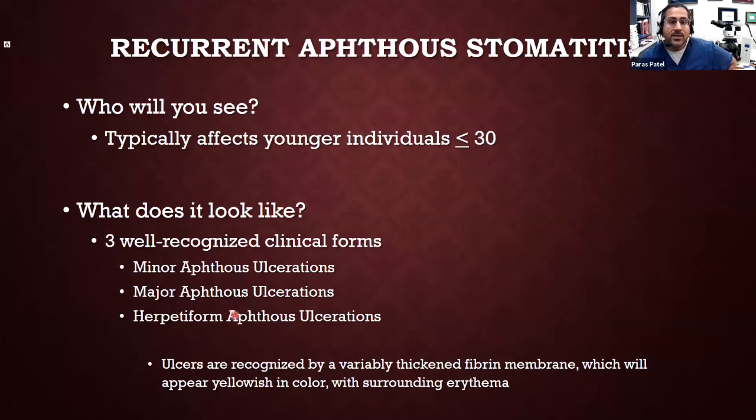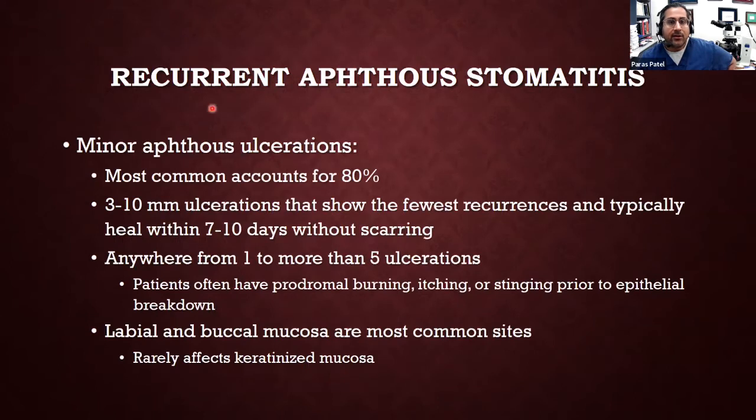There are 3 clinical forms that we see this in: minor, major, and herpetiform. Ulcers are recognized by variably thickened fibrin, that yellow membrane that makes us know that it's an ulcer with surrounding redness, okay? So the minor aphthous ulceration is the most common one that you'll see. It accounts for about 80% of recurrent aphthous stomatitis. And you'll see these ulcerations that at largest are maybe a centimeter in size. They show really few recurrences and typically heal within 7 to 10 days without scarring, okay?